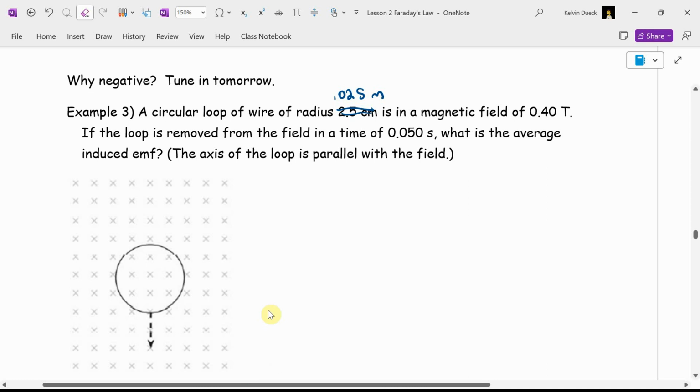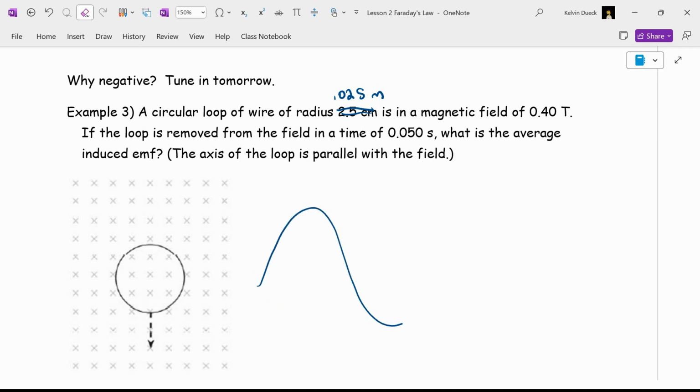Ella, what's this question asking me to find? Why do I say average? Technically we're getting this, but I can't assume that you have the math skills to analyze that yet. We're just going to find an average. Induced EMF is this. We have a coil inside a magnetic field. We're going to use negative N change in flux over change in time.